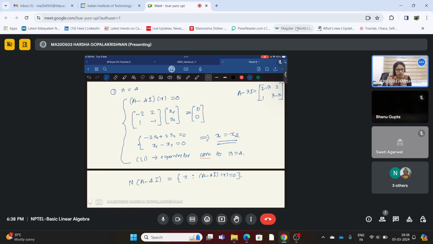Correct? Is that okay? So the null space is equal to the set of all x times (1, 1). That means the space generated by (1, 1). It is not just (1, 1), it is the set of all x times (1, 1) such that x is in R.